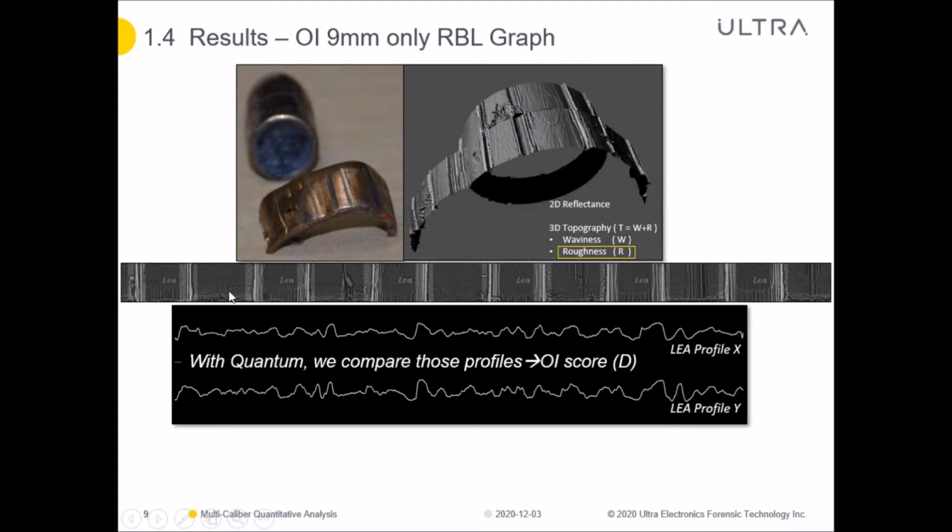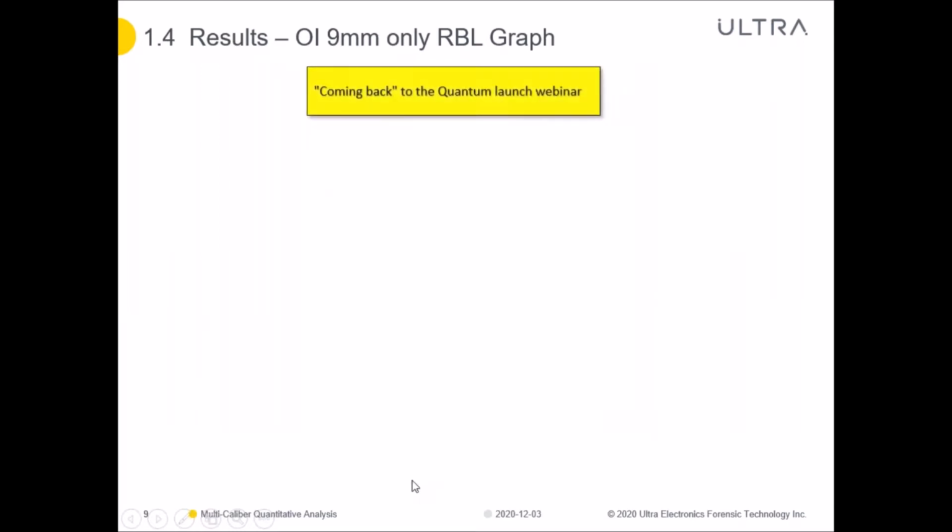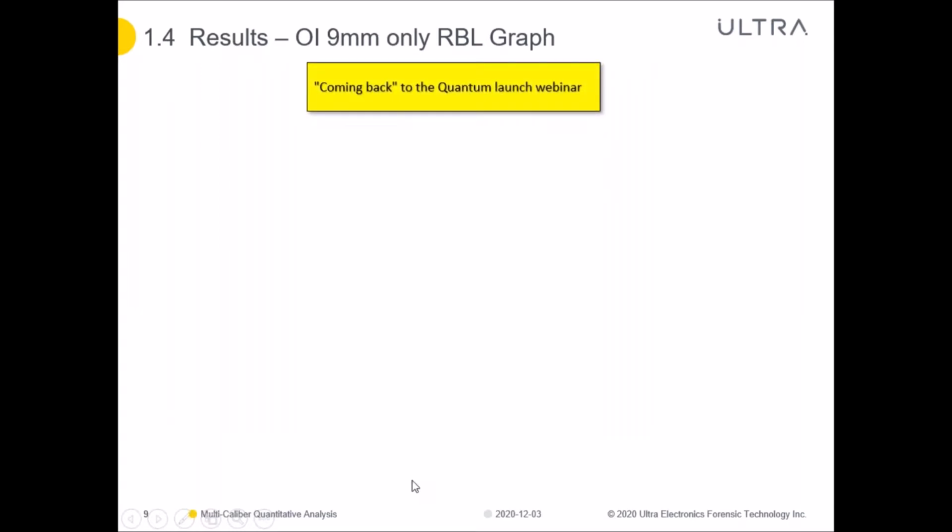So here we have the mosaic of the roughness of a surface of a bullet. The first thing we do digitally, we extract all the individual land engraved areas. And for each of those land engraved areas, we extract the most relevant profile. And within Quantum, we compare those profiles to get the objective identification score D. So here's a little flashback, or coming back to the first webinar.